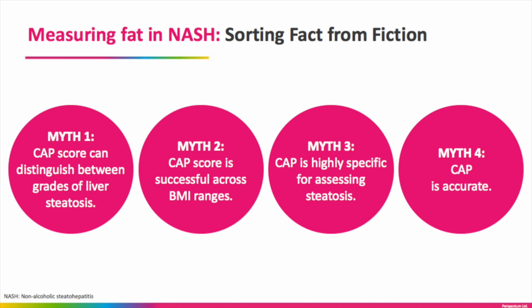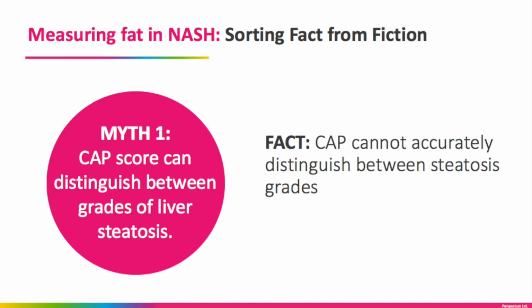The first, that CAP score can distinguish between grades of liver steatosis. The second, that CAP score is successful across BMI ranges. The third, that CAP is highly specific for assessing steatosis. And lastly, that CAP is an accurate measure. Okay, so first, can CAP score distinguish between grades of liver steatosis?